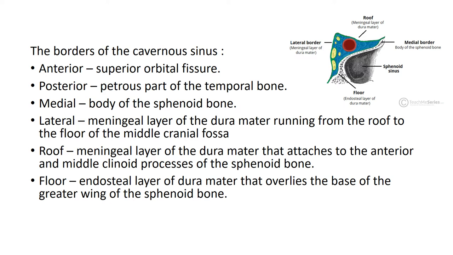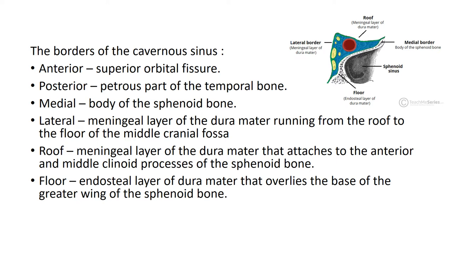So what are the borders of cavernous sinus? Anteriorly, the border is made up of superior orbital fissure. The petrous part of the temporal bone forms the posterior border. The medial border is made up of the body of the sphenoid bone. The lateral border is made up of meningeal layer of the dura mater, which runs from the roof to the floor of the middle cranial fossa.